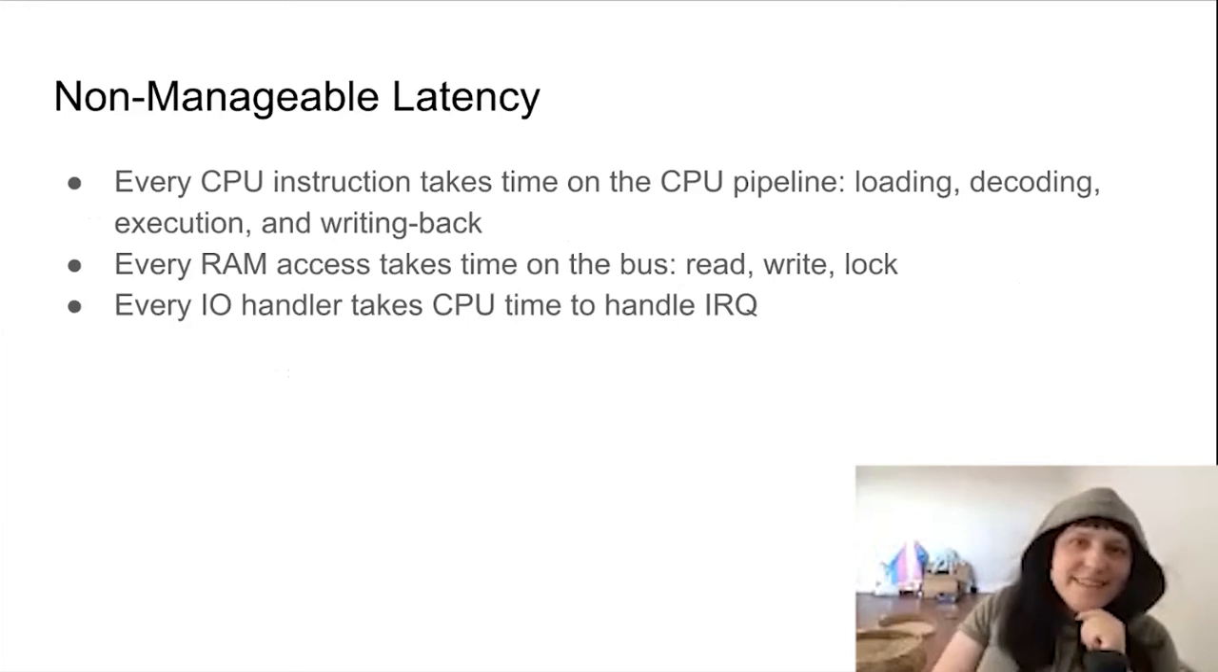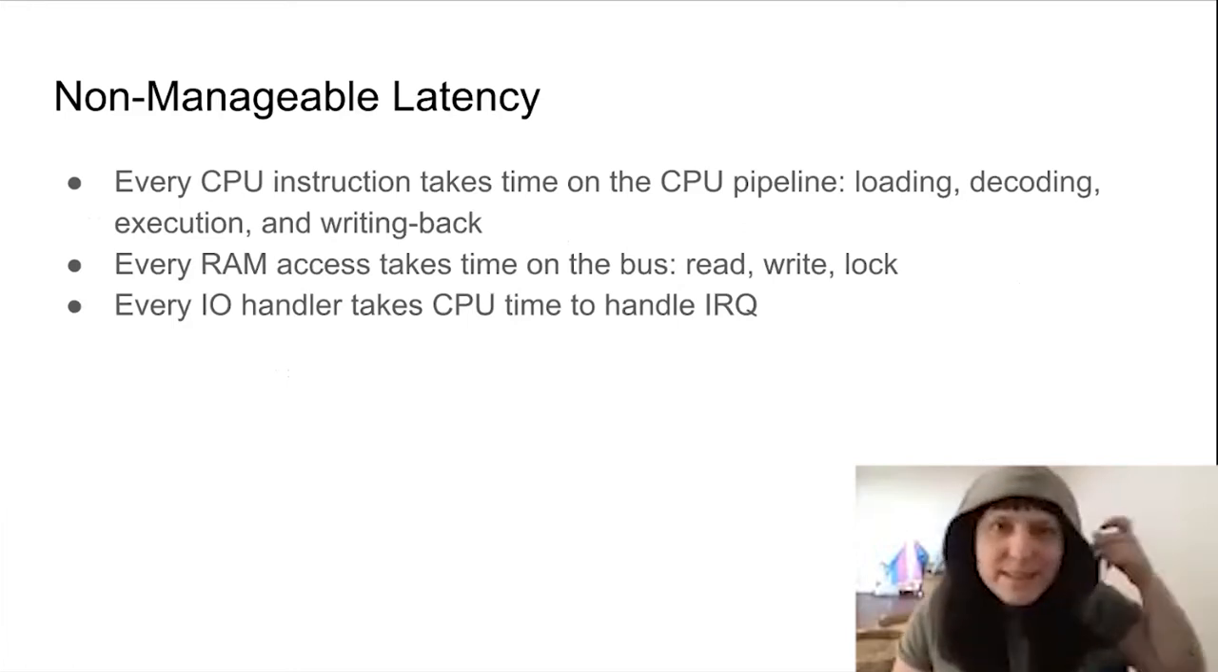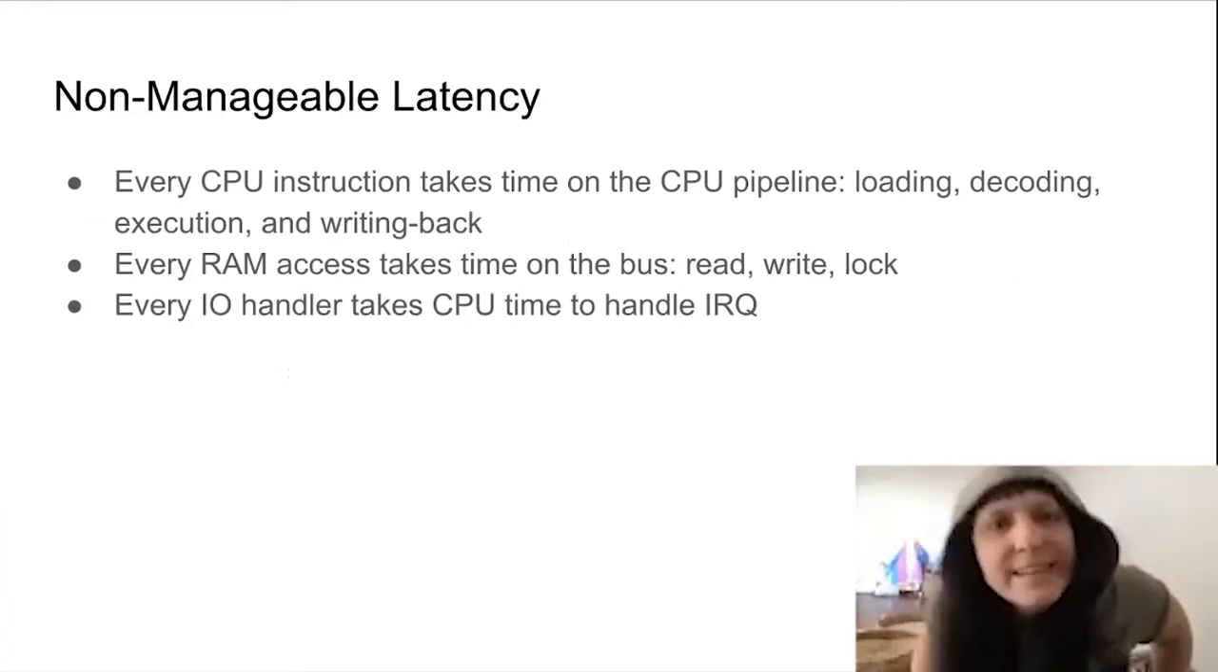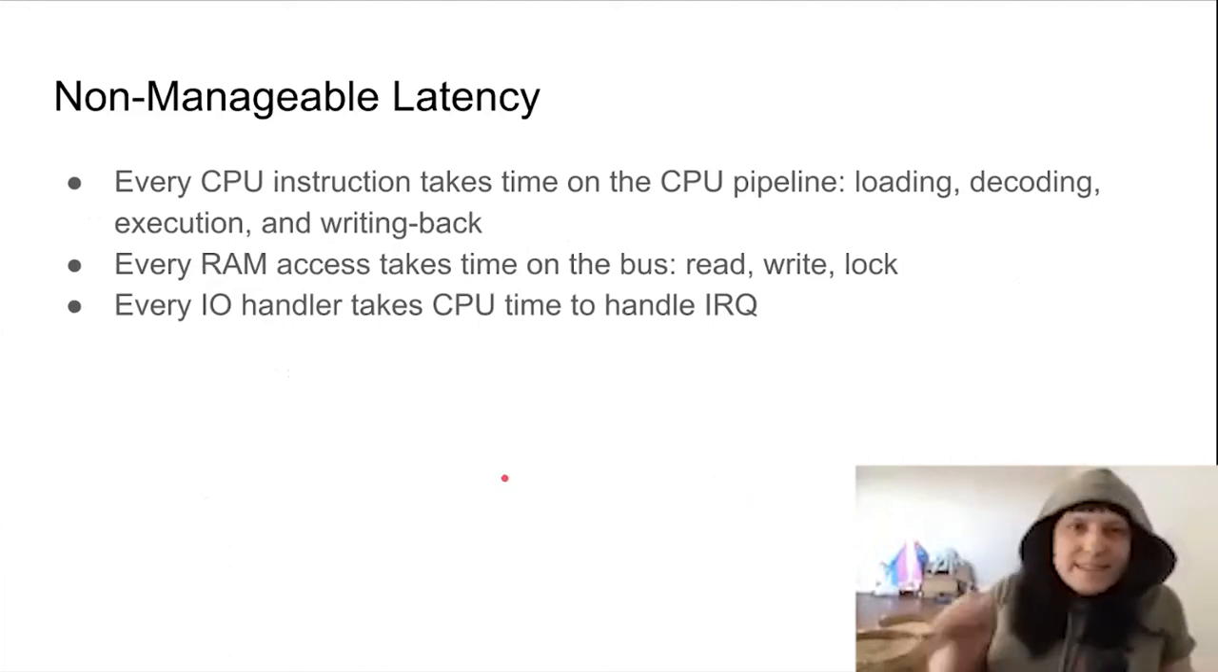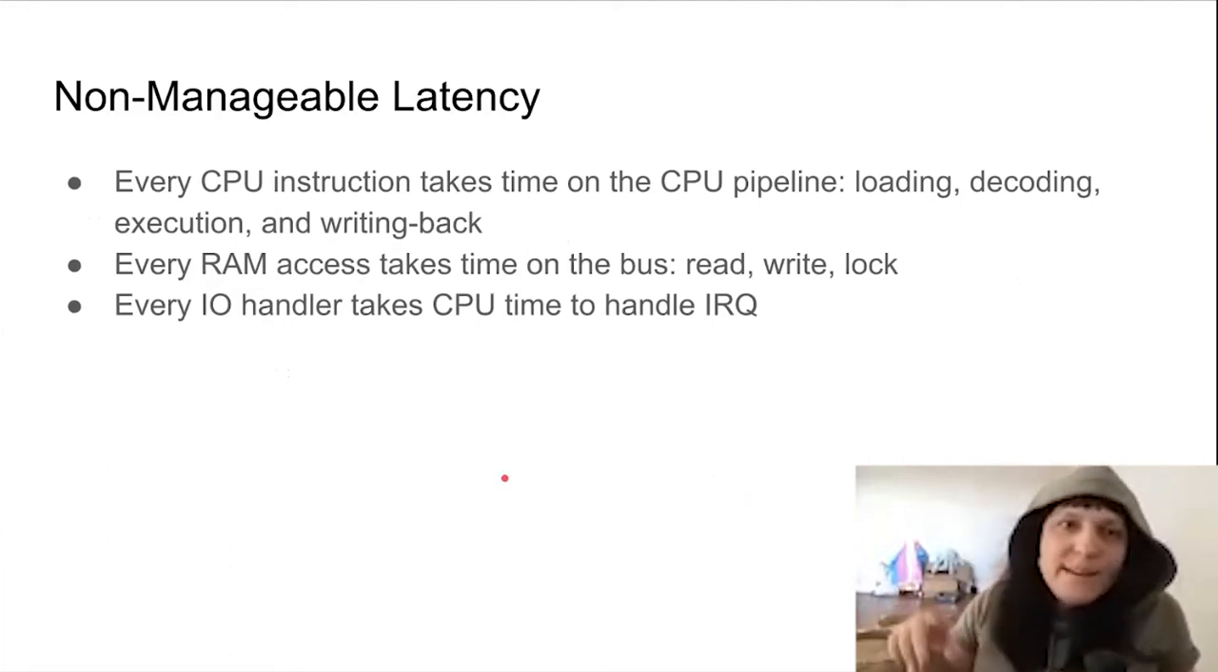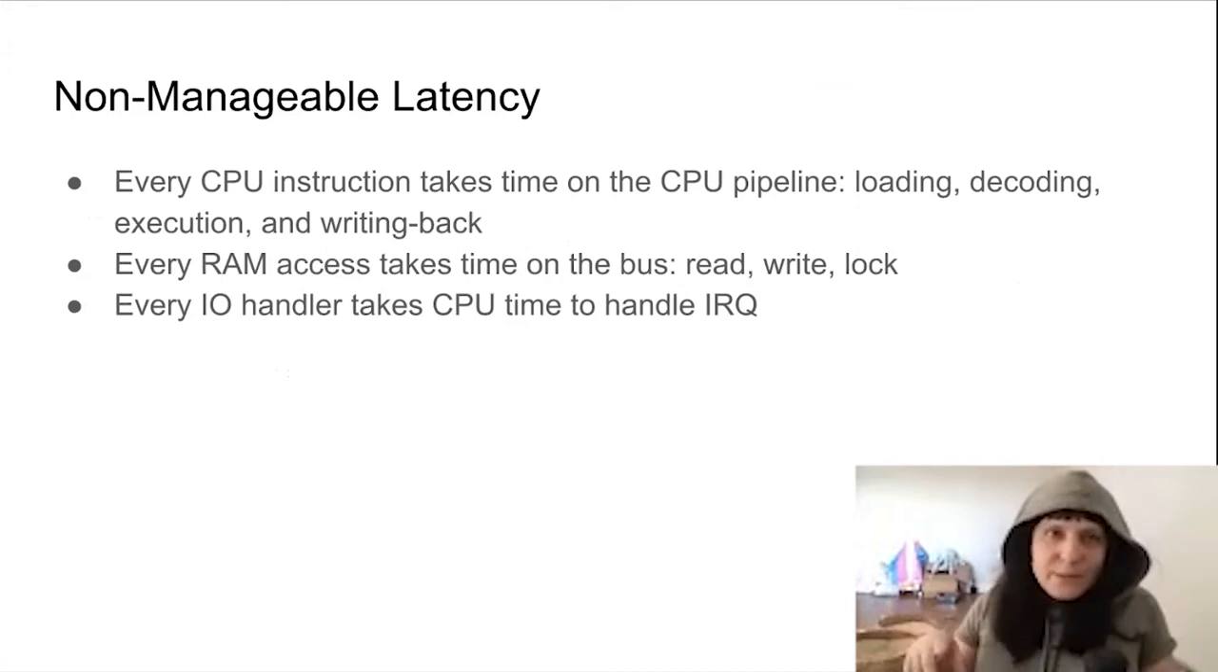Unmanageable latency. Yeah, let's cover unmanageable latency quickly. So basically, it consists of a CPU, RAM, and I/O. Those are the parts that we cannot manage.